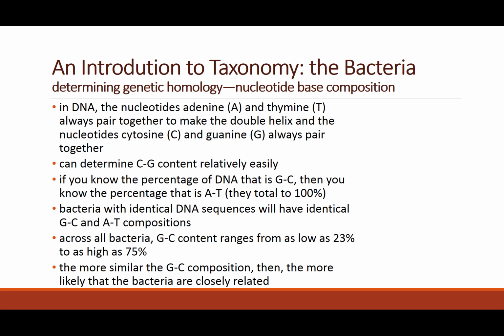So as we're thinking about genetic homologies, another data point that we can gather is looking at how much there is of each of the four bases in the DNA of the bacterium. So DNA is built of what are called nucleotide bases, and there are four of them. There's adenine and thymine and cytosine and guanine. So these four bases are what makes up the genetic code.